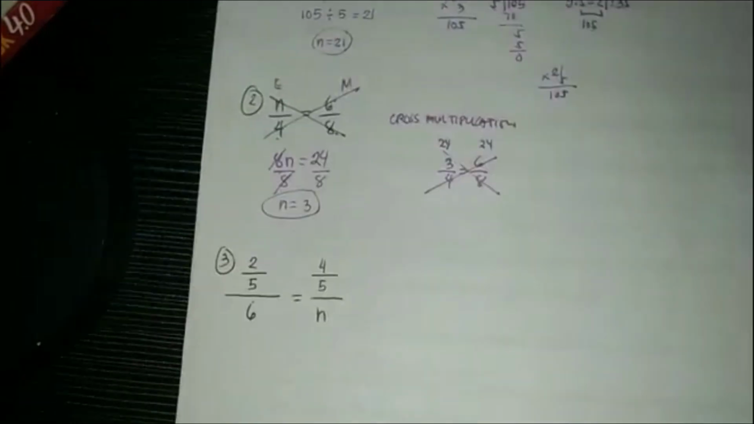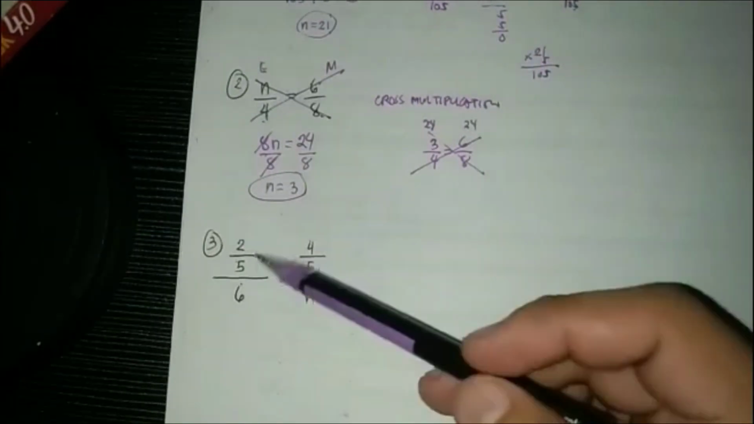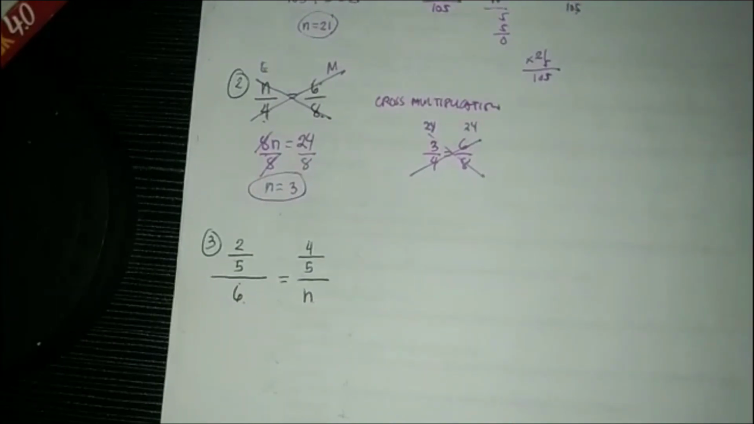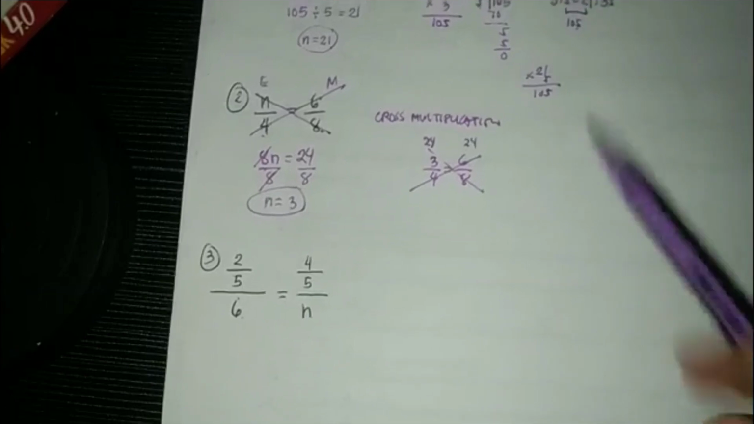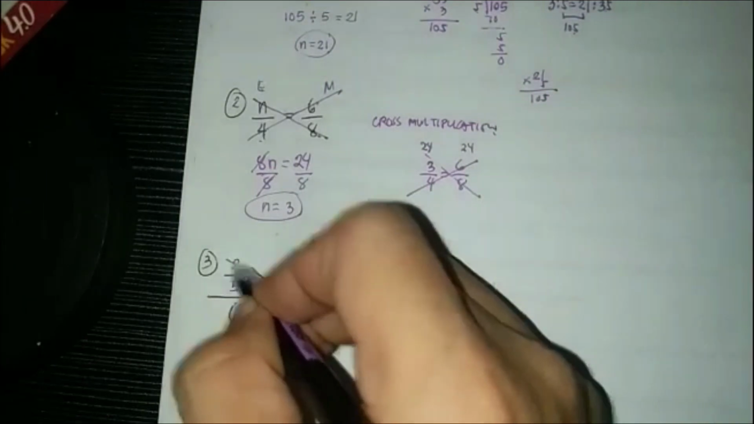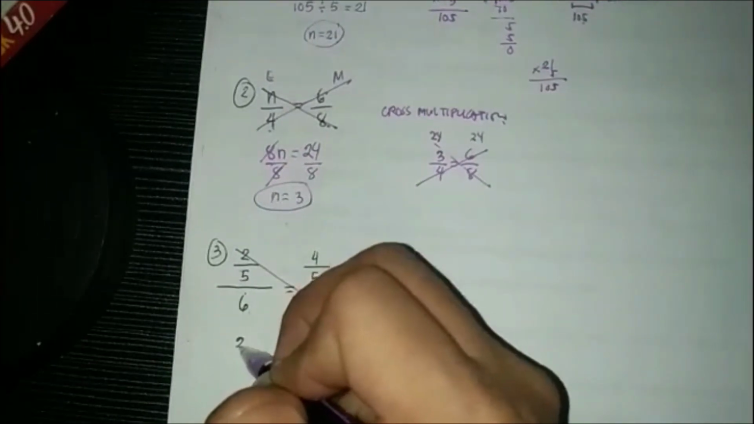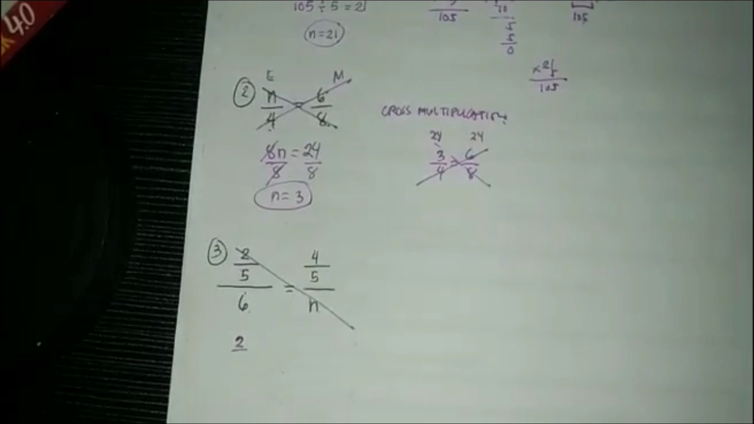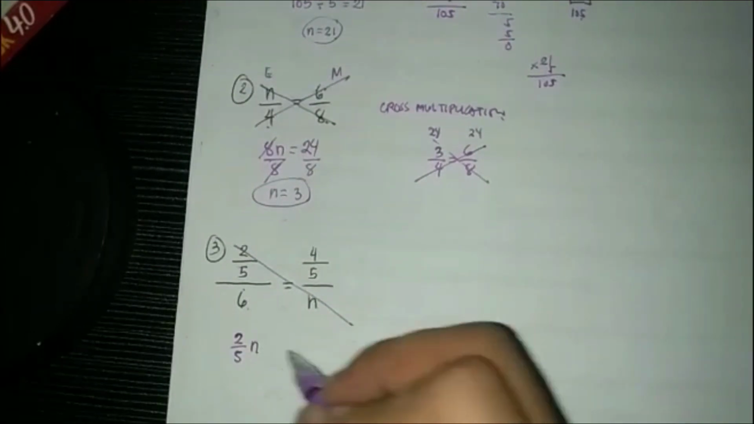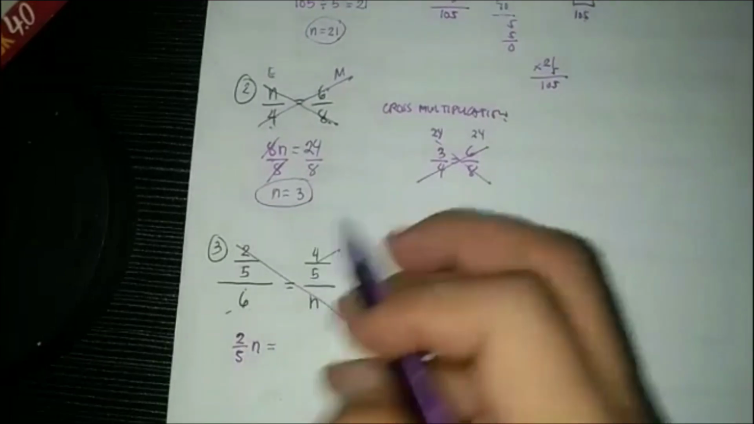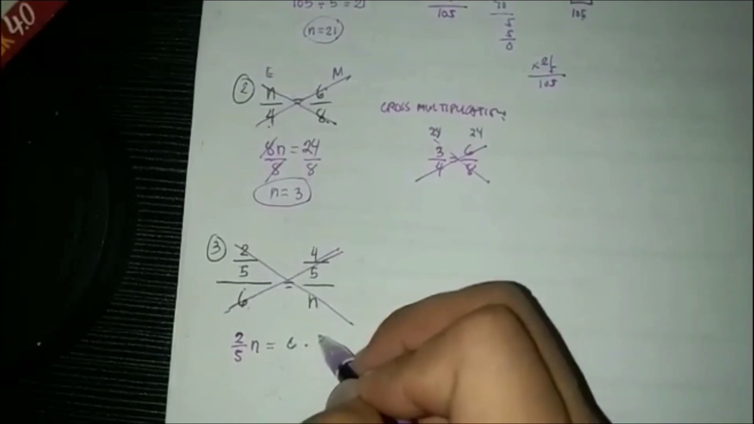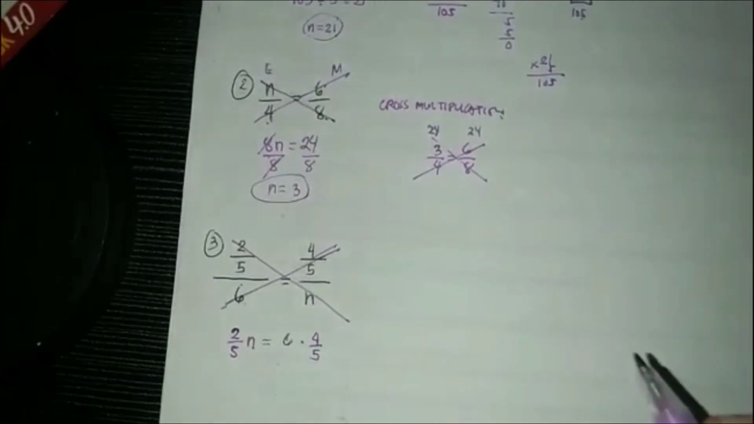Okay, so number 3. Okay, so 2/5 is to 6 equals to 4/5 is to n. Okay, so ganito, may fraction na kahalo. So gamitin natin yung cross multiplication, since naka-fraction form siya. Multiply natin 2/5 times n. Yung sagot natin dyan, 2/5 times n equals 6 times 4/5.